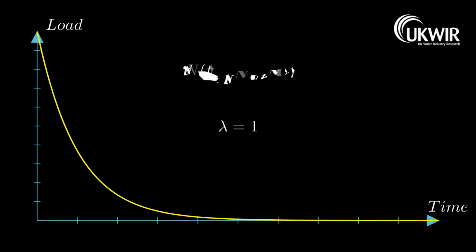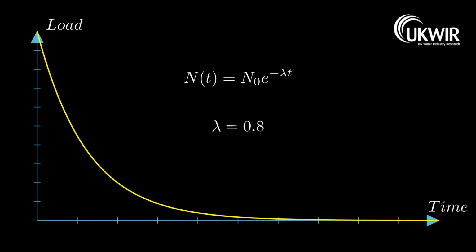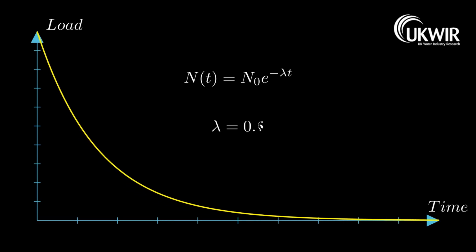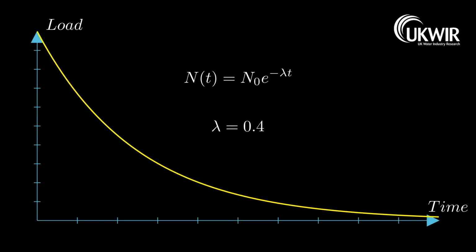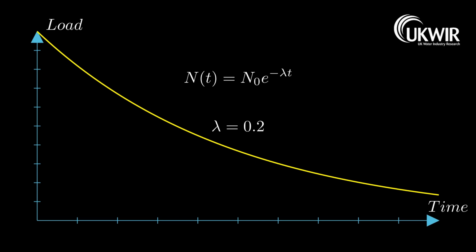Now this equation has a very simple and well-known analytical solution, which means that we can know what the load is going to be after a specific period of time, as long as we know what the initial load is, the constant, and the time. Now this is how we solve the equation for a constant of 1. But now let's take a look at different values of lambda. As you can see, as the value becomes lower, less load is degraded. And if the value is 0, then no load will be degraded at all.